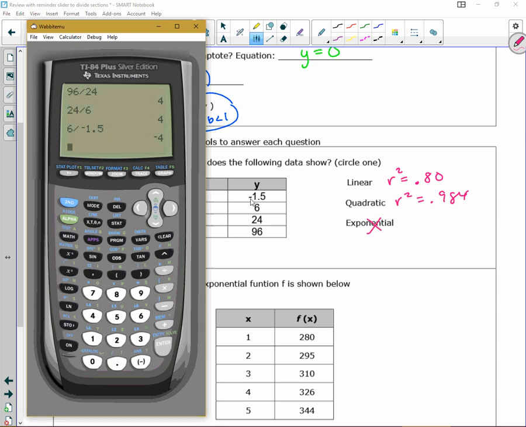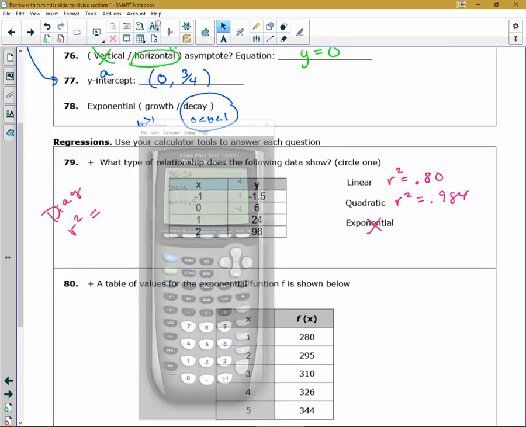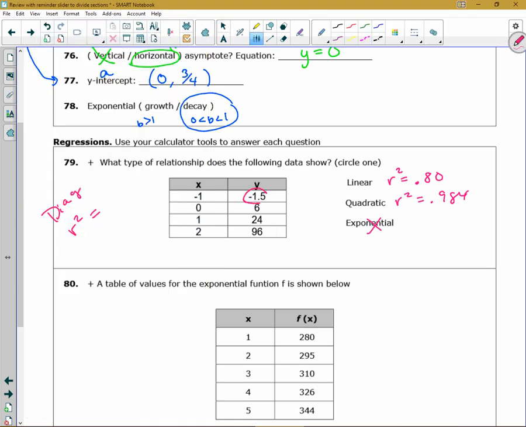Oh, so that either needs to be a positive 1.5 or not. My guess is this should be a positive 1.5 or it's quadratic. But we're going to go with it's exponential because I'm pretty positive that it is. So that's a mistake on our part. Oops, my bad. Change it. I'll make sure it's changed for your teacher, so you'll probably get that beforehand.